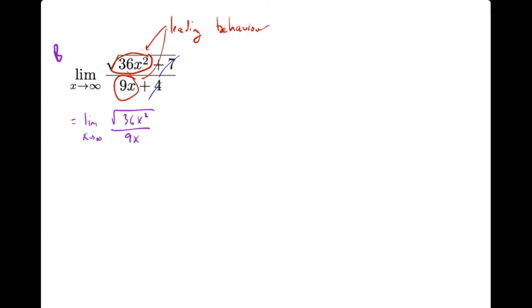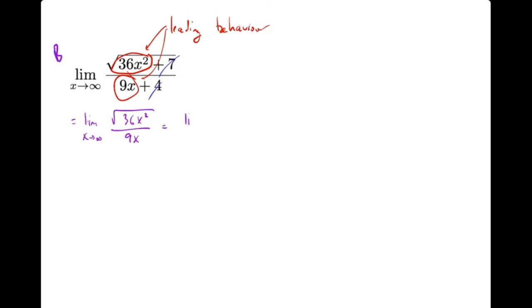Problem B is a problem that I think many students might get puzzled on. But leading behavior, I think, makes it very approachable. I'm looking at 36x squared and the next terms. Those are my leading behavior. I'm going to neglect the 7 and the 4. My square root is still going to be critical. This is equal to the limit as x goes to infinity of the square root of 36x squared over 9x. Nice simplification.